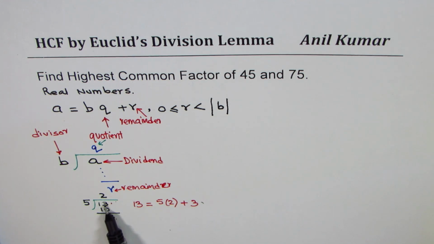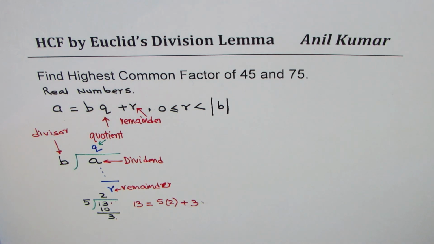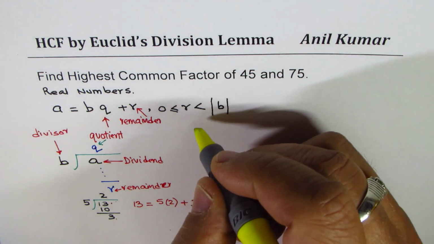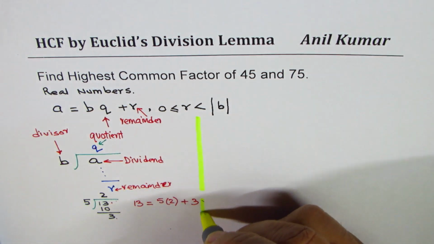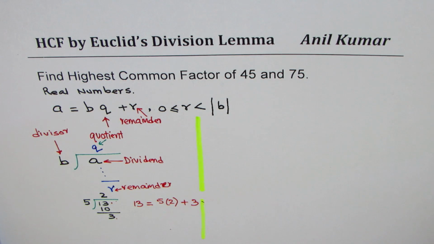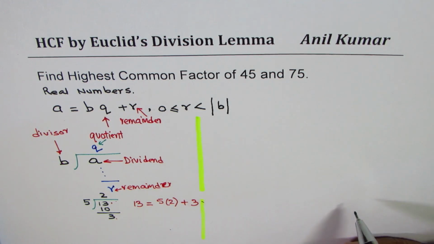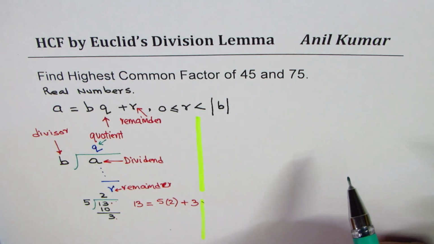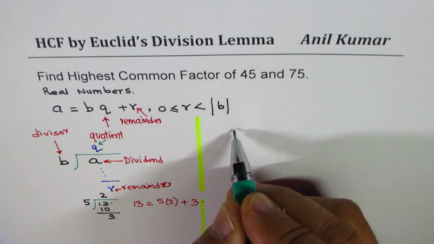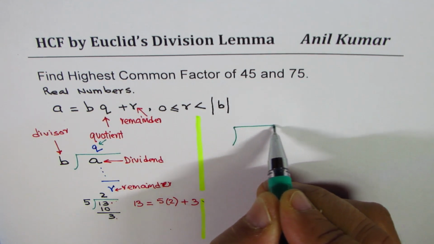You could write 13 as the product of divisor and quotient plus the remainder, right? So that is the whole idea. Now we'll use this particular application for finding the highest common factor. So what we do here is, I'll just show you the ways we write it using Euclid's division. So of course you will have to divide the bigger number.